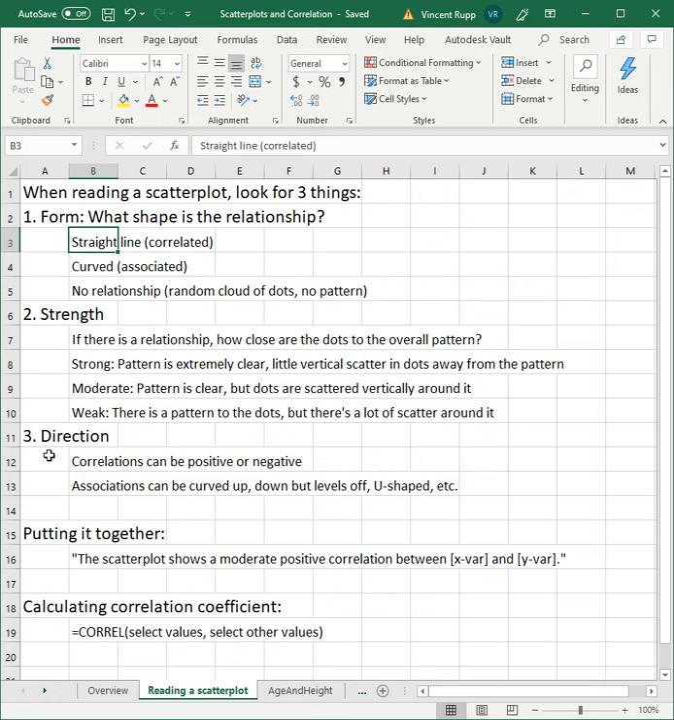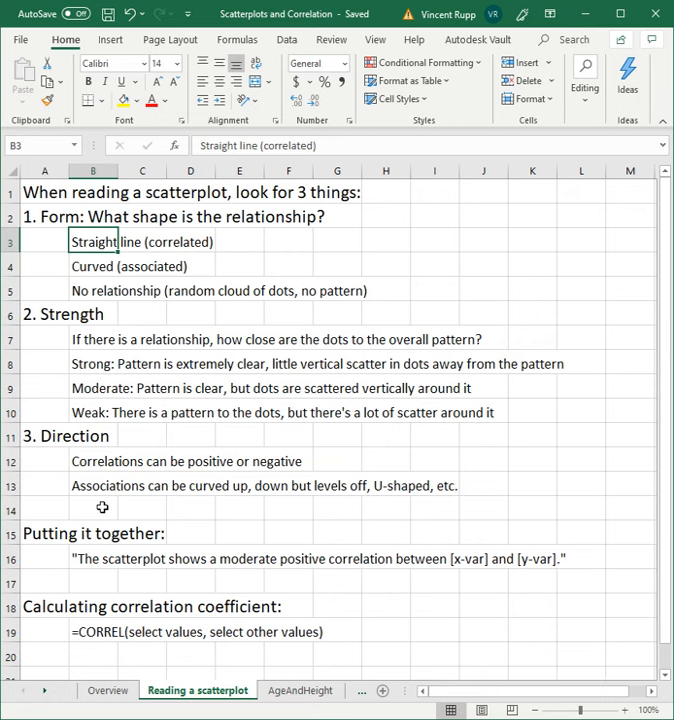The third is direction. Correlations can be positive or negative. A straight line either goes up or down. A line that is straight across, horizontal, that's nothing. It's not doing anything. Associations, however, can be curved up. They could go down but level off. They can be U-shaped. They could be a sine curve. There's a lot of things it could look like.